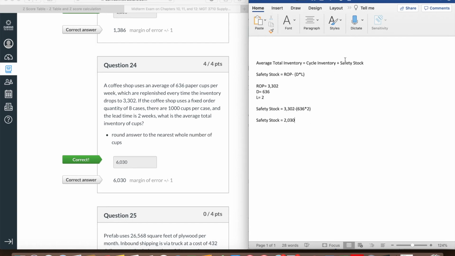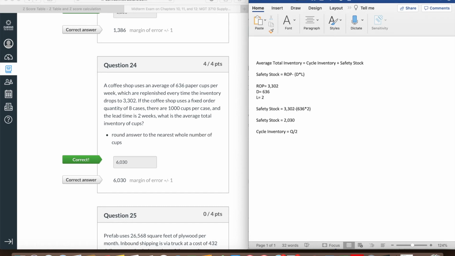So now we have this half of the problem done. Remember, we're looking for average total inventory. So having the safety stock, which is like the backup, is not enough. Now we need to find the cycle inventory. Remember from before, cycle inventory formula is Q divided by 2.